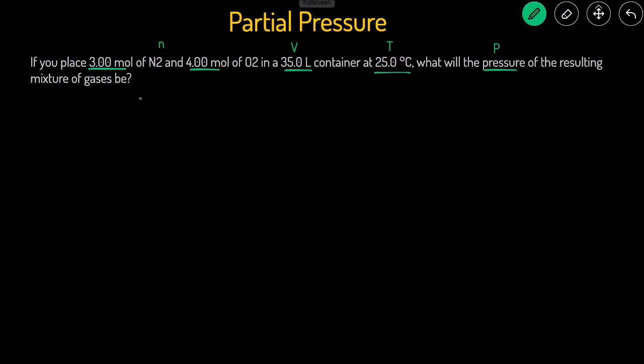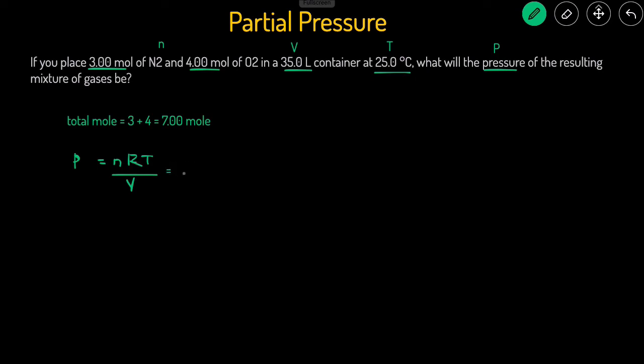And since we're trying to figure out the total pressure, we should start by figuring out the total moles of the gas. That's going to be 3 moles plus 4 moles, which is 7 moles. Then once we have the moles, we can just use PV equals nRT, the ideal gas law, to solve for the pressure. So to solve for pressure, we just divide both sides by volume. So we'll just move the volume over to the other side. The pressure is equal to moles times the gas constant times temperature divided by volume.